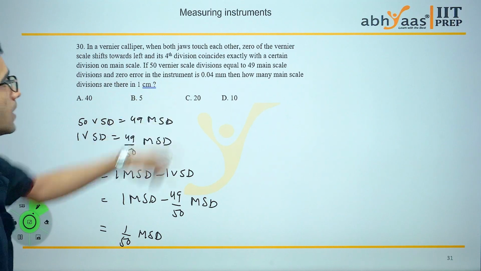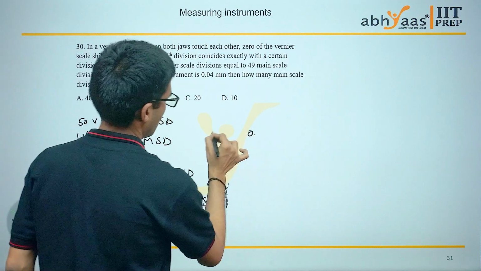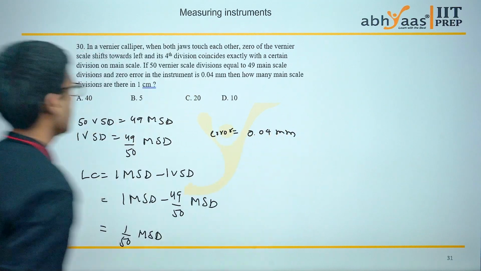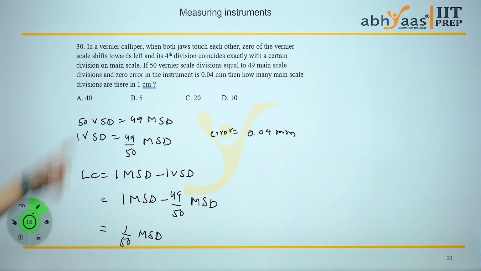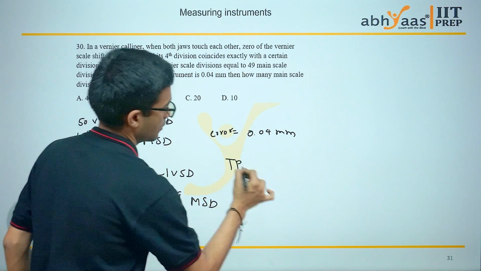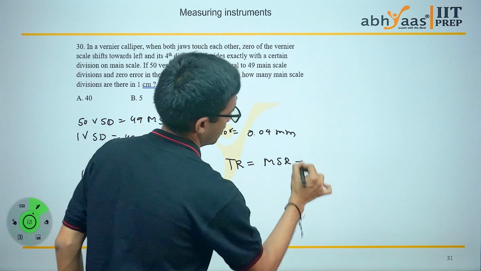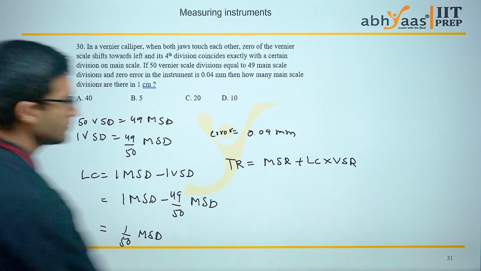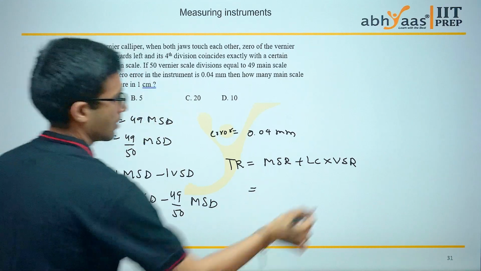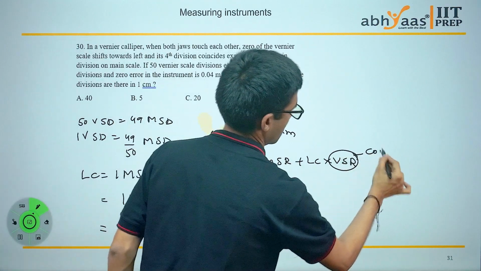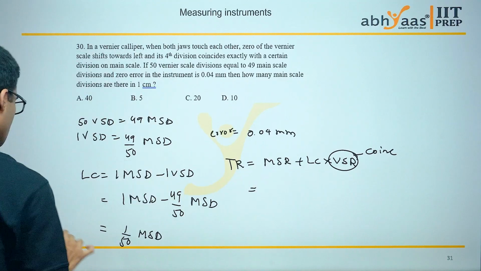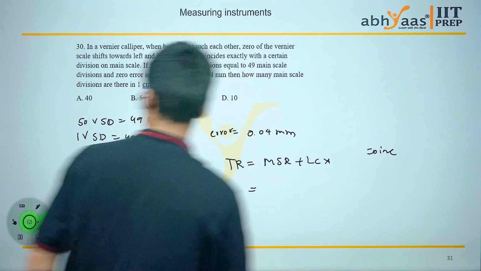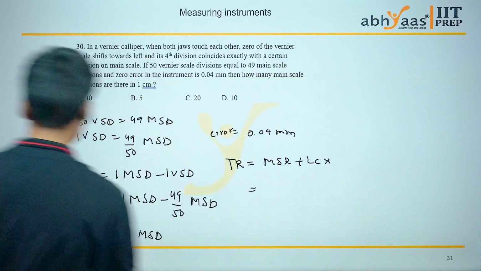Okay. Now what has he given? Zero error in the instrument is 0.04. So the error value is given, 0.04 mm. So how many main scale divisions are there in 1 centimeter? That means the total reading is equal to MSR plus LC into VSR, or least count into the coinciding division. So if you try to see this, this is the coinciding division. What is coinciding? You just observe in the question.